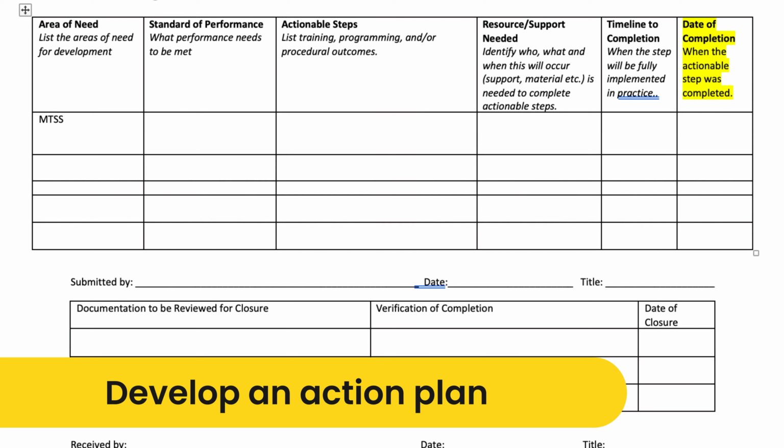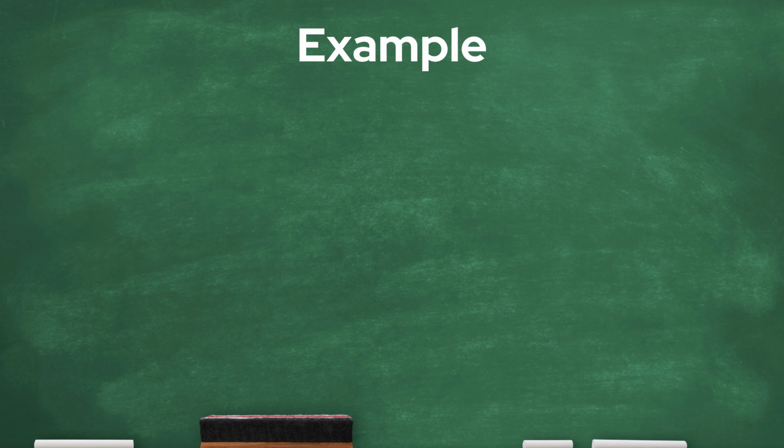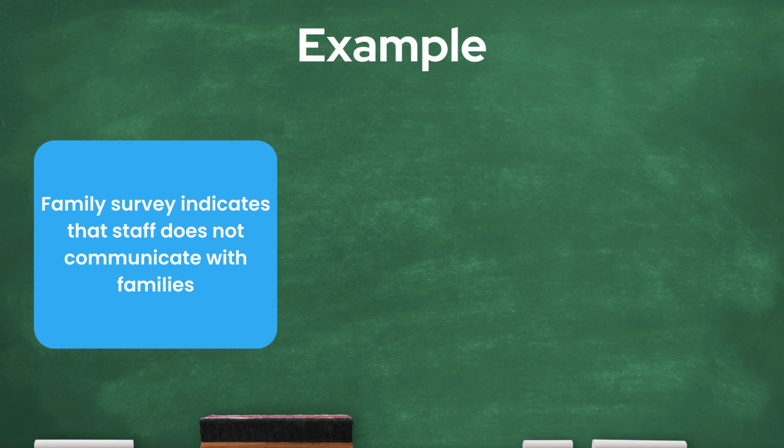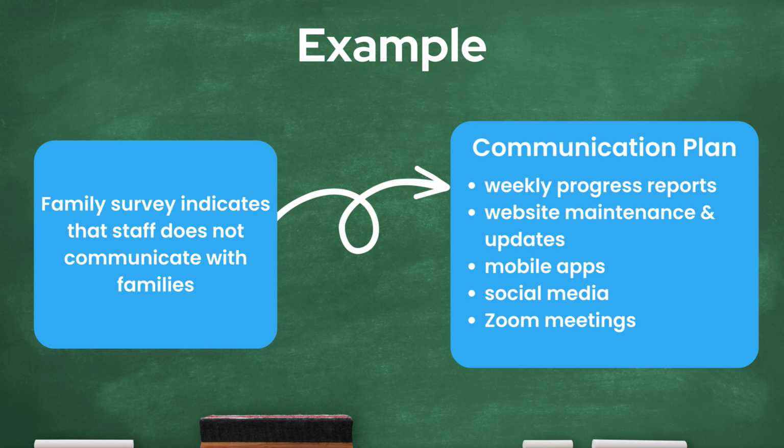Collaborate to integrate the areas of need into your new or current MTSS Positive Behavior Action Plan. Ensure that action items and timelines are included. For example, if the family survey indicates that staff does not communicate with families, the MTSS team can meet and implement a communication structure that could include weekly progress reports, updates to the websites, mobile apps or social media, online portals, and virtual meetings.